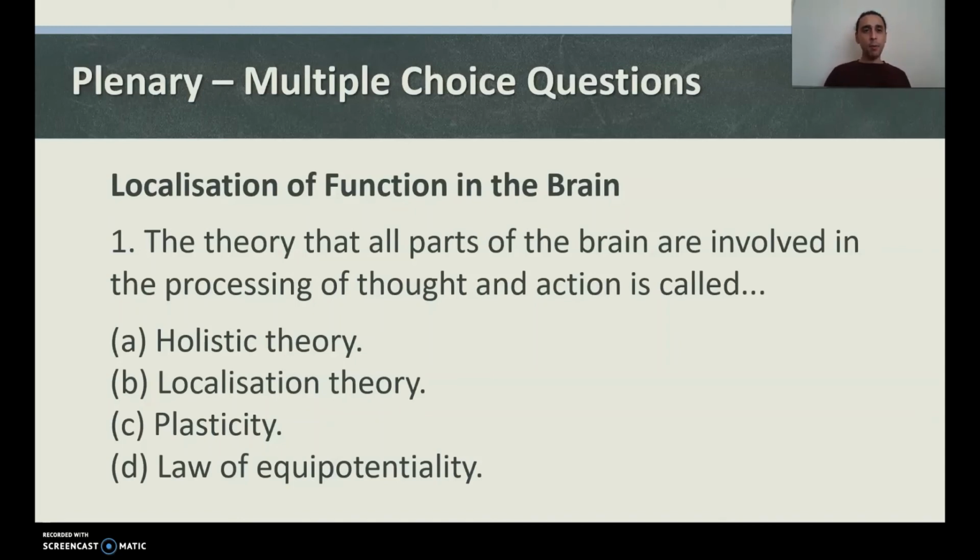Number 1. The theory that all parts of the brain are involved in the processing of thought and action is called what? A, holistic theory. B, localization theory. C, plasticity. Or D, law of equipotentiality. What do you reckon? A, B, C, or D? I'm not going to tell you till you answer. A? Good, well done. It's holistic theory because you're looking at the brain as a whole, all parts of the brain.